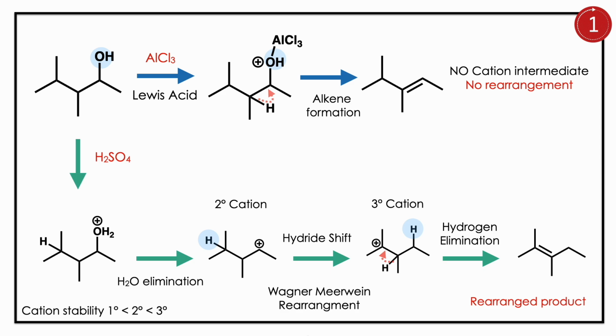On the contrary, if you use sulfuric acid, OH eliminates as water, and you have cation formation. The cation is a secondary cation. Continuous hydride shifts lead to the tertiary cation. So secondary becomes tertiary by continuous hydride shift. Then finally the alkene forms. So both are acids, but each follows a different mechanism. Aluminum chloride forms the normal, less rearranged product, but sulfuric acid forms the completely rearranged Wagner-Meerwein product.